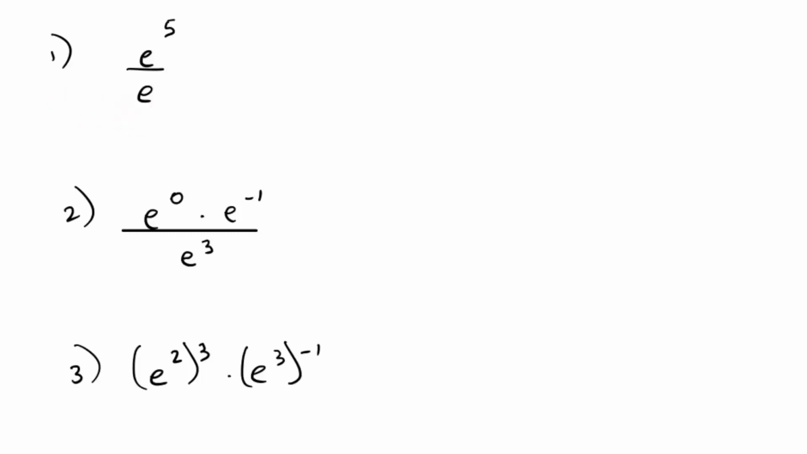In the first question, we have e to the power of 5 divided by e. If there is no power, it means there is a 1, right? And using the division rule, what will we get? 5 minus 1, which is equal to e to the power of 4.